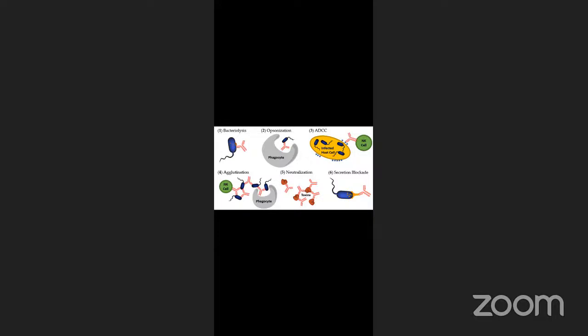We have another mechanism, secretion blockade, which works with the help of different types of antibody. Don't bother about the secretion blockade. So we have different types of mechanisms. See page number 156, table number 11.4: host immune response to bacterial infection and bacterial evasion mechanisms.